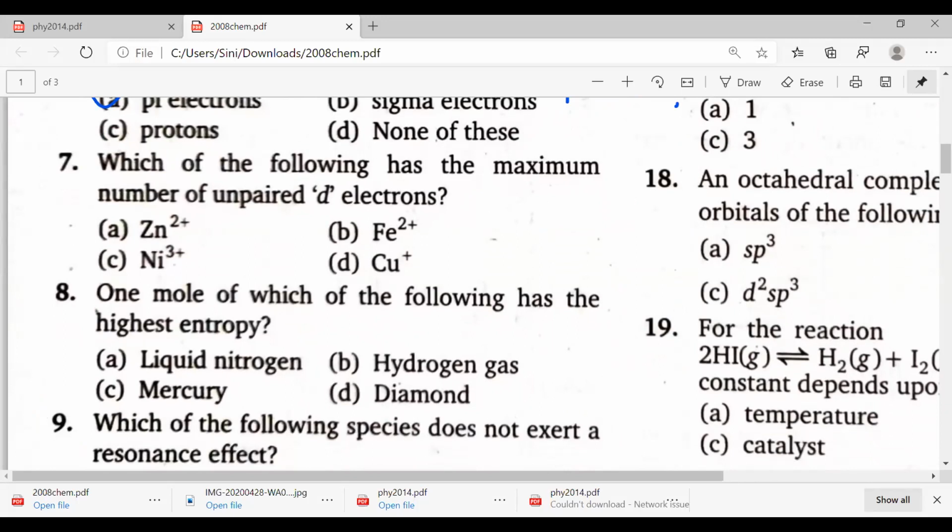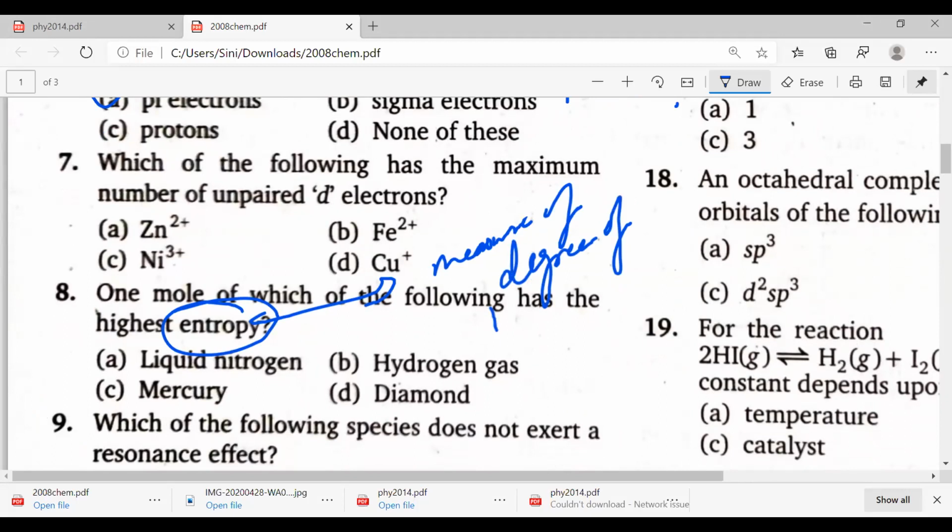One mole of which of the following has the highest entropy? What is entropy? Entropy means the measure of degree of randomness of a gas. That's it. If you don't know the meaning of entropy, it is the measure of degree of randomness of a gas. Please write down. Answer is hydrogen gas. What is entropy? The measure of degree of randomness of a gas. That's it.